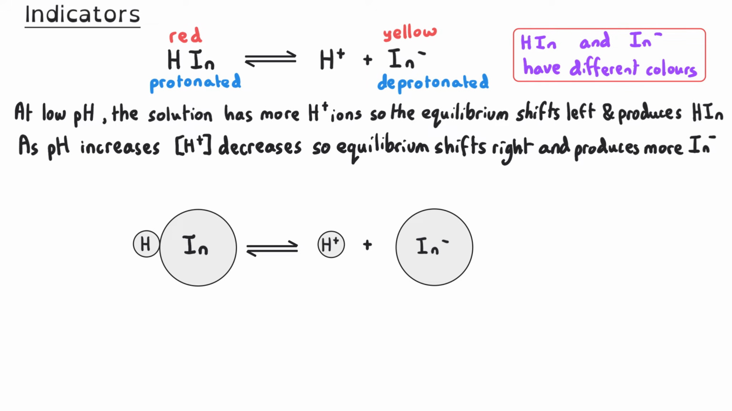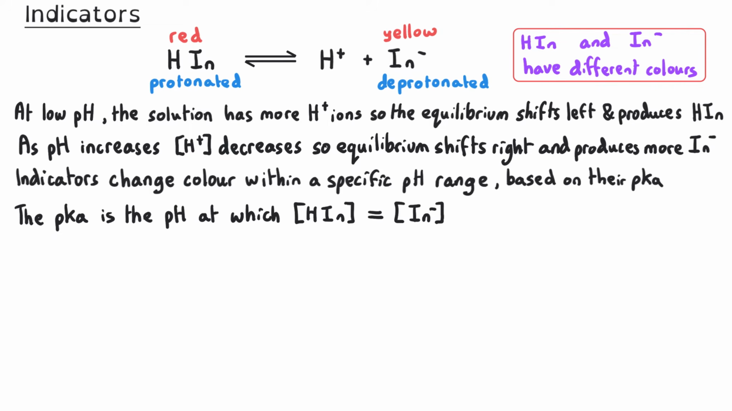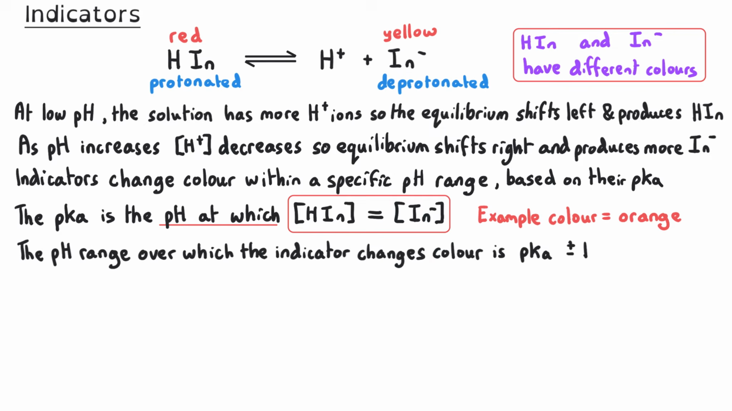Indicators change colour within a specific pH range based on their pKa. And the pKa for an indicator is the pH at which the concentration of the protonated form of the indicator and the deprotonated form of the indicator are equivalent. And typically, the pH range over which the indicator changes colour is its pKa plus or minus 1. In other words, it's approximately within 1 of their pKa.